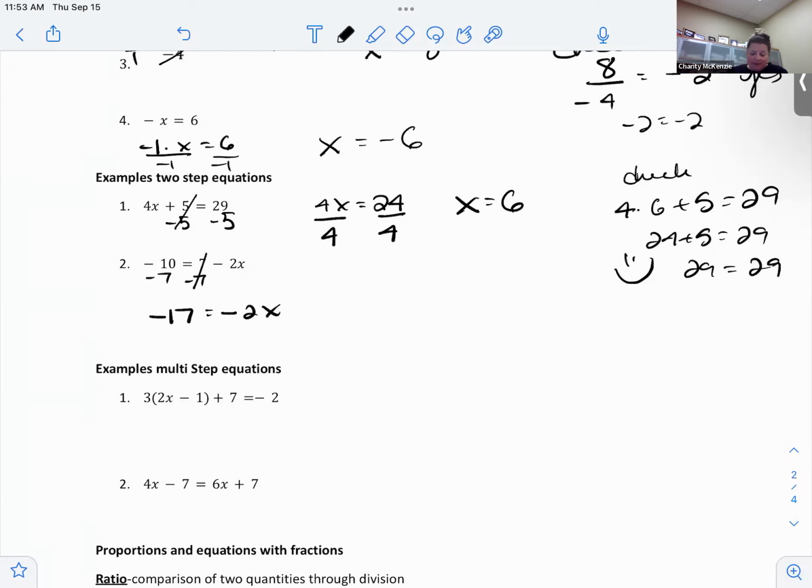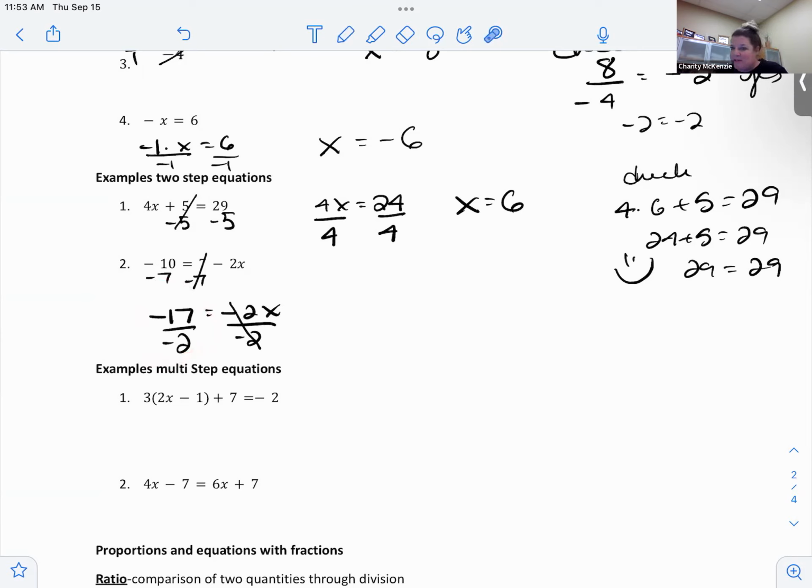Then for this one, I'm going to divide by the negative 2. So the x is on the other side. I still want it to be 1x. So if I divide by negative 2, that will become a 1 there. And divide by negative 2, this becomes a 1. Now look at 17 halves.